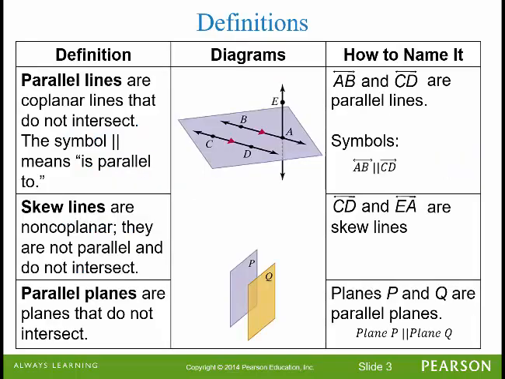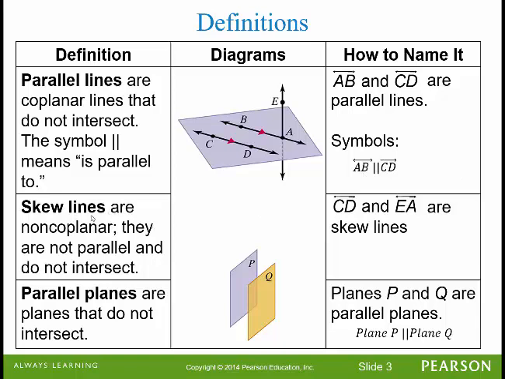All right, so let's start with some definitions. Parallel lines are coplanar, so that means they're in the same plane, and they're lines that do not intersect. So we use this symbol, this double vertical line, and what that means is parallel to. Like if you look here, line AB and line CD are parallel to each other because they do not intersect. So in symbols, we would just say line AB is parallel to line CD. And excuse a little typo there, that's supposed to be a double line there.